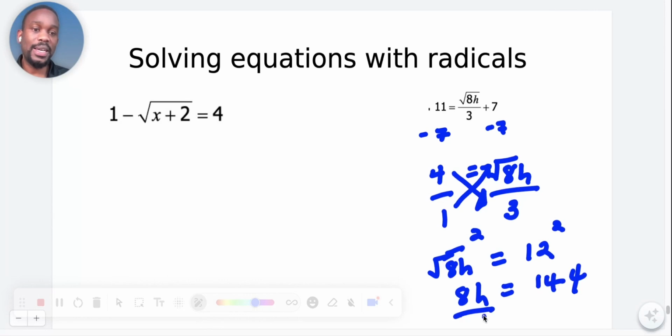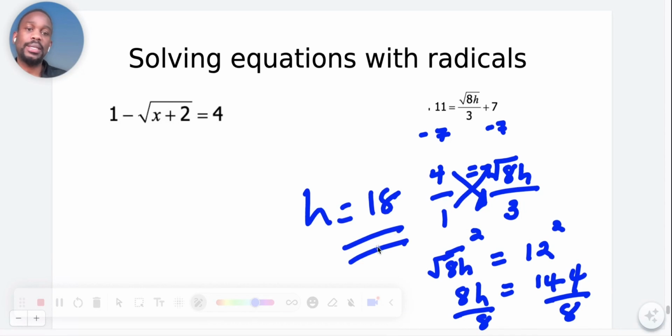And at this point, divide both sides of the equation by 8, right? You end up with h being equal to 18. So our h here is equal to 18. So that's the solution. Again, check. If you substitute 18 for h, does equation 1 hold?